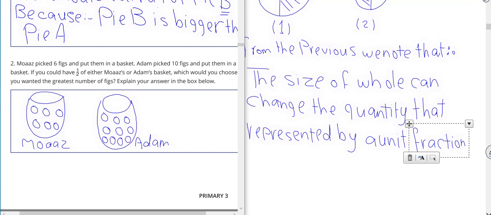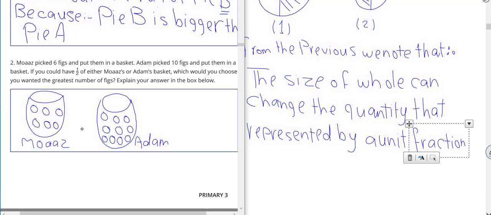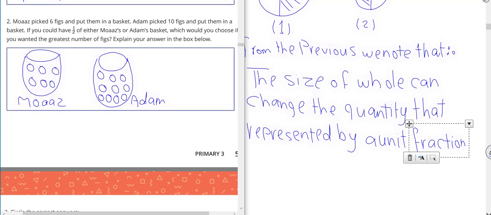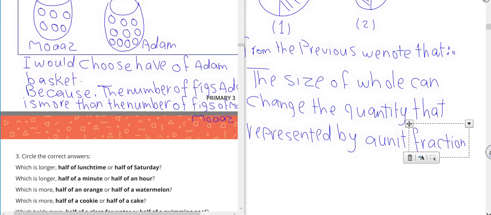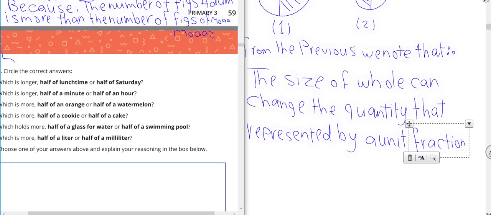Okay? Which would you choose? You wanted the greatest number of figs. I would choose half of Adam's basket because the number of figs of Adam is more than mine. Okay? Right? This is the answer of the question.